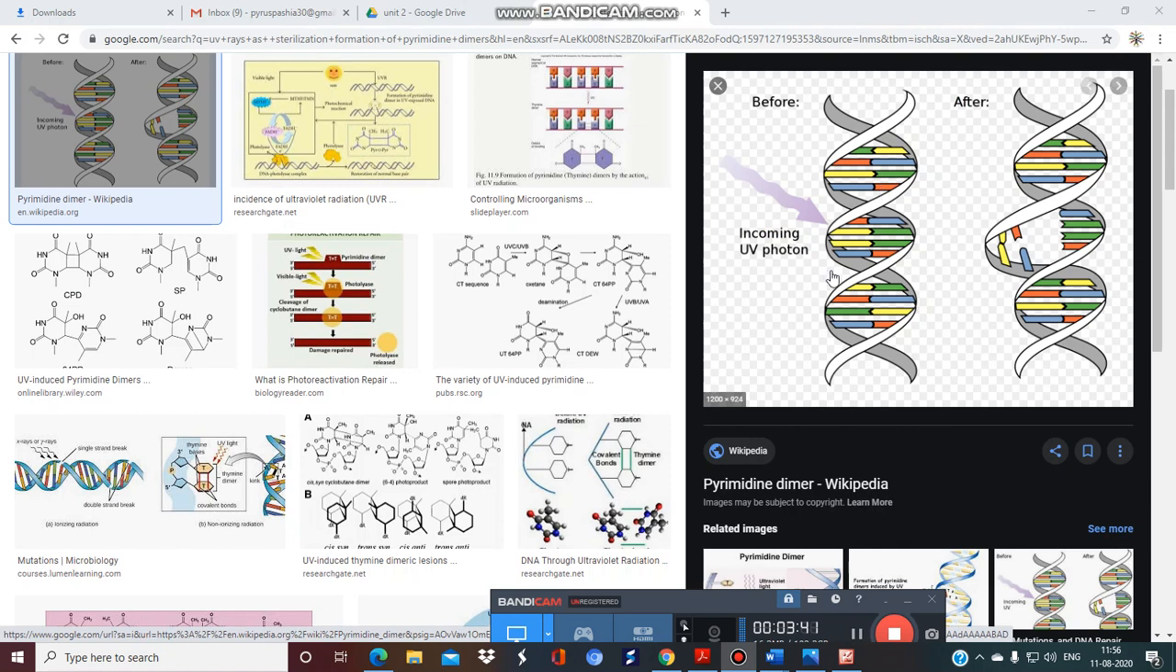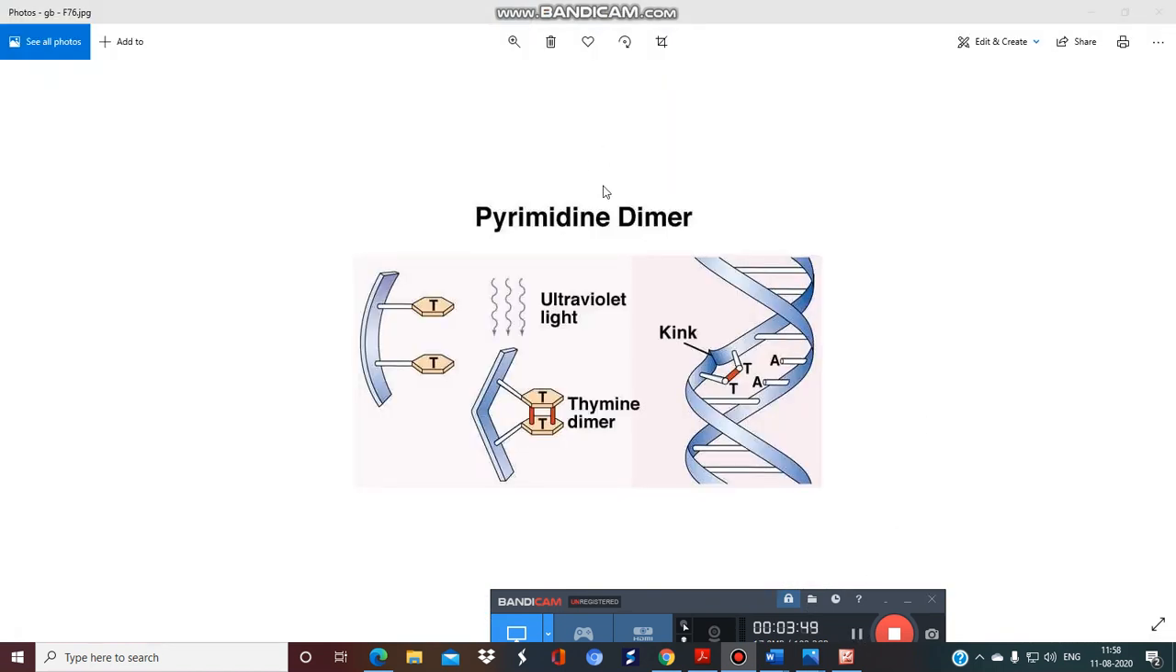First, see this image of DNA. I am talking about the bacterial DNA. So what is UV light doing? It will destroy it. So just see this.